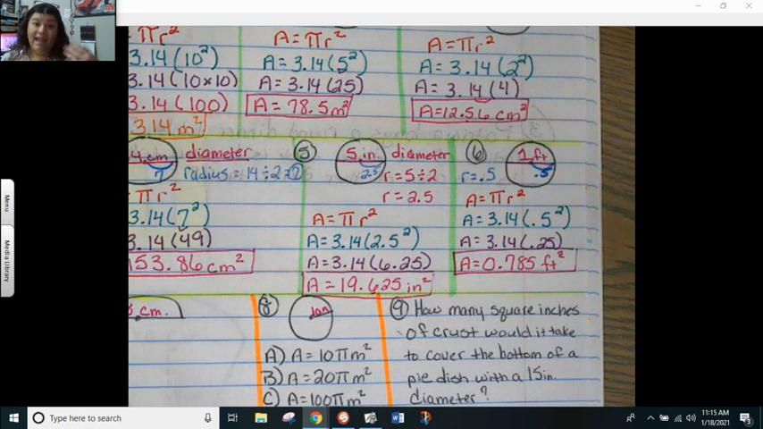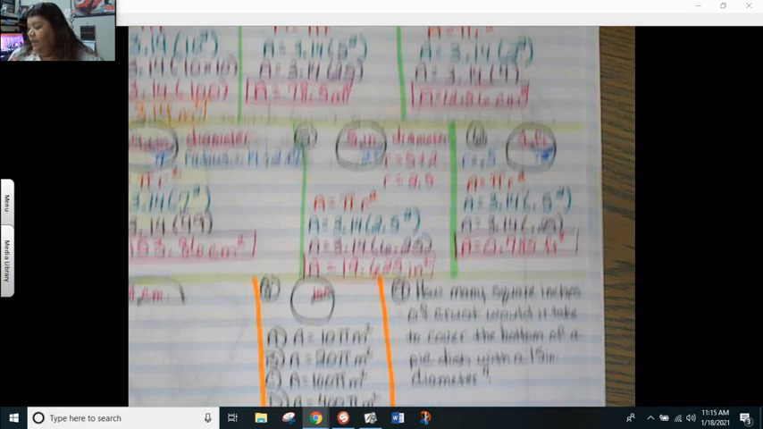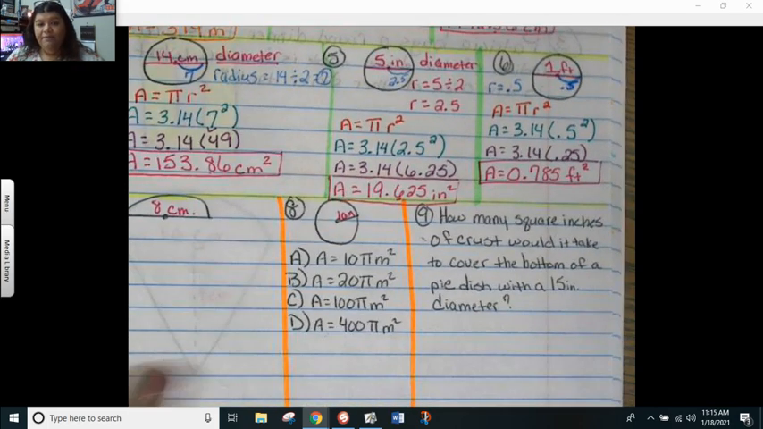Okay. So that's the diameter. So when you're given the diameter, you have to divide the diameter in half, divide by 2, and then go ahead and plug that into your formula because that's the radius. That's how you found the radius, okay? All right. Let's go to these last 3.